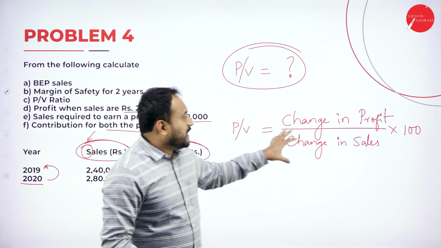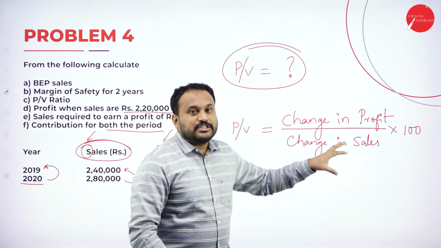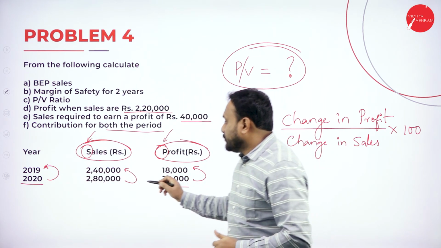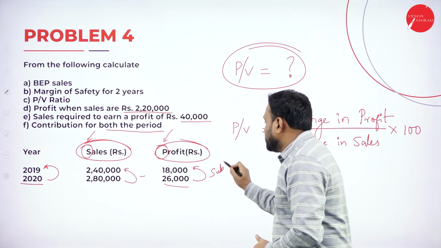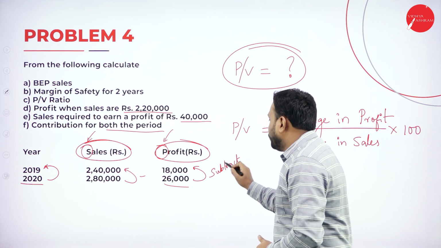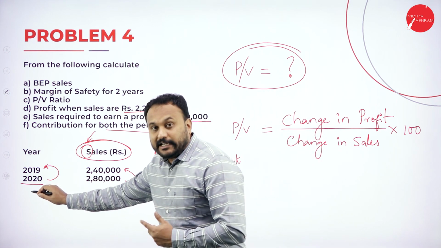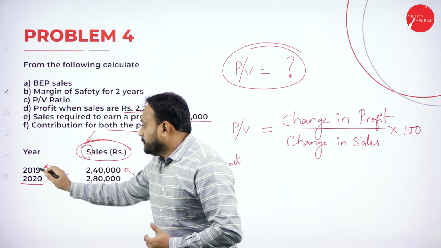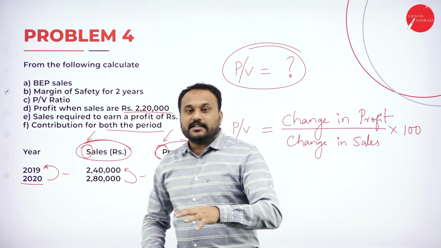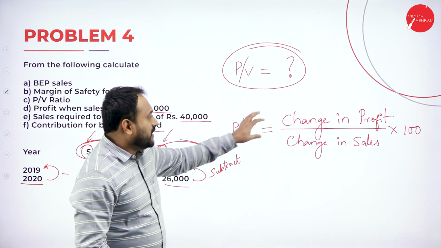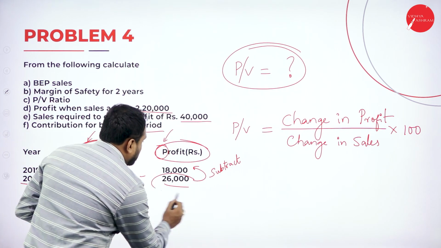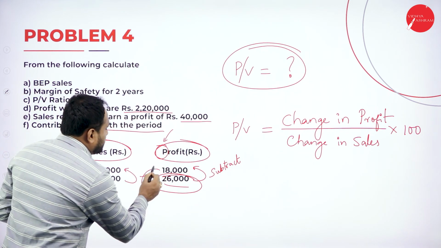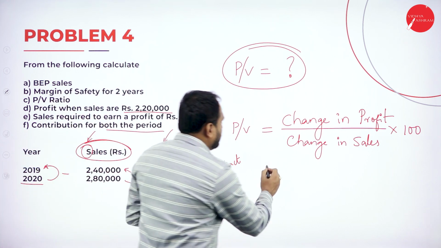So PV is equal to what? Change in profit divided by change in sales. Whenever we go with change, what we do is we need to subtract. What is that we should do? We need to subtract. Subtract what from what? Current year minus previous year. Current year minus previous year. So what happens here? Change in profit. What is the profit here? This is 2020 minus 18,000.